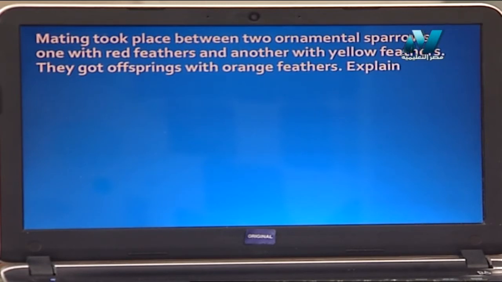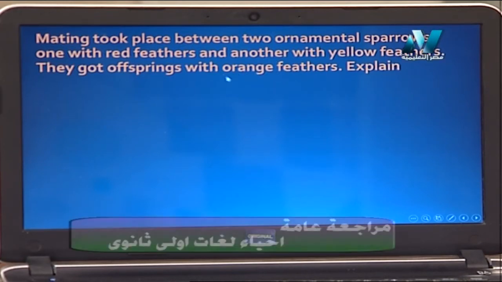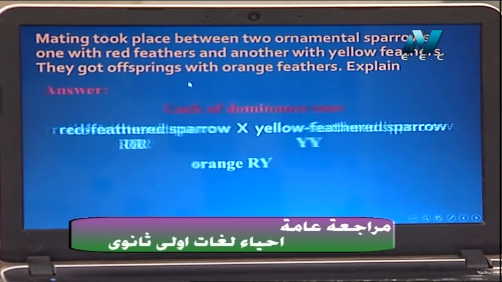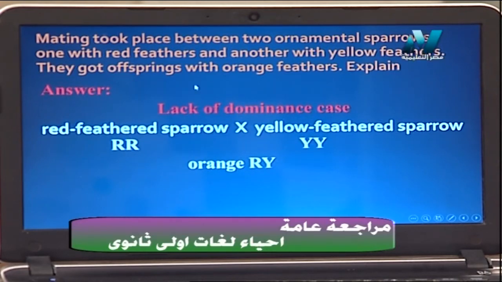To answer this question, we have to bear in mind the number of phenotypes, like the previous experiment or the previous example. We have 3 colors for one character. The character is the color of the feathers. So we have the sparrows, one is red and the other one is yellow, and their offspring are orange. That means this orange color is an intermediate character between red and yellow. So it is also lack of dominance.